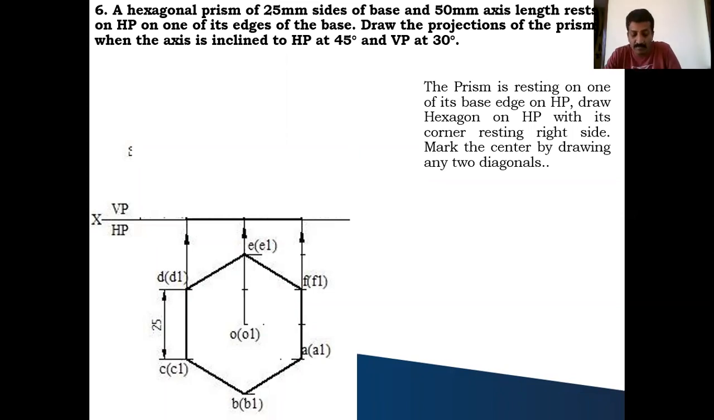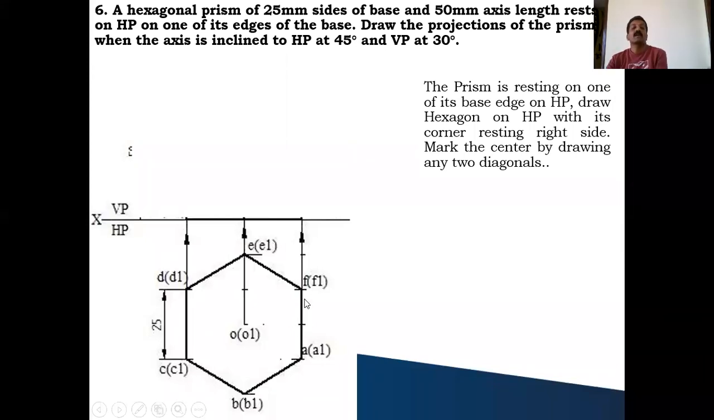So since it is a hexagonal prism of 25 millimeter base, and it is resting on one of the edges of the base on HP, in the top view you draw the hexagon such that any one of the edges should come to the right side of you. You can use the circle method, draw a circle such that any one of the edges should come to the right side of you.